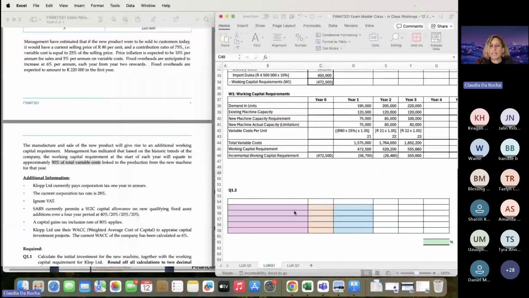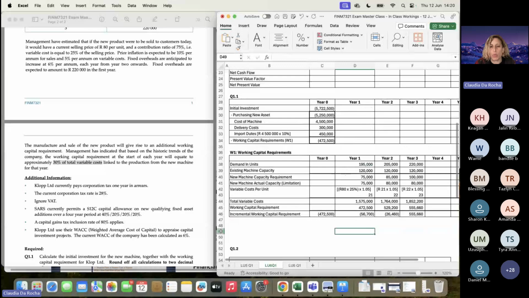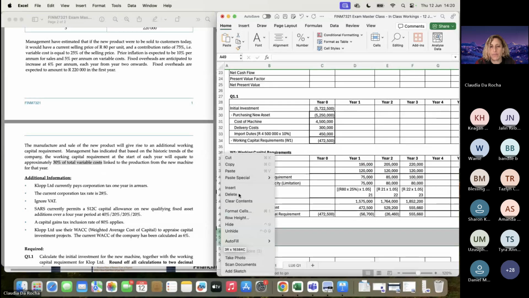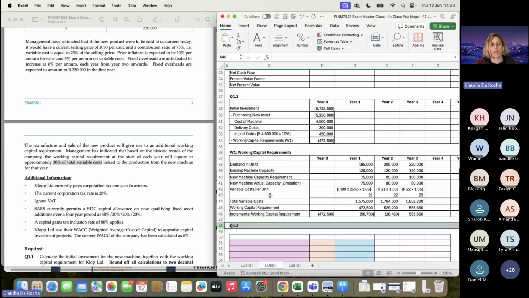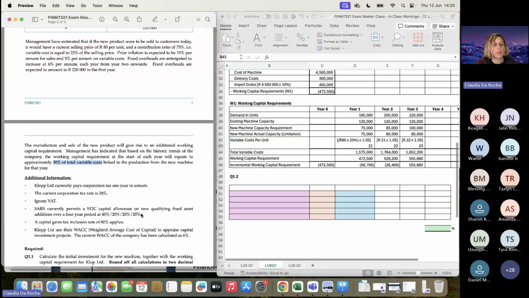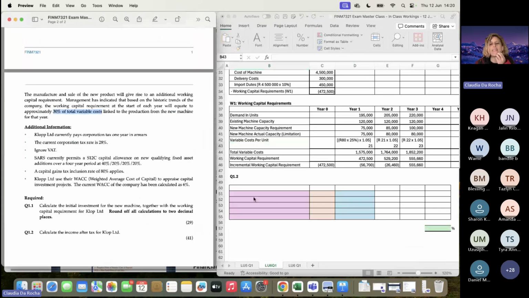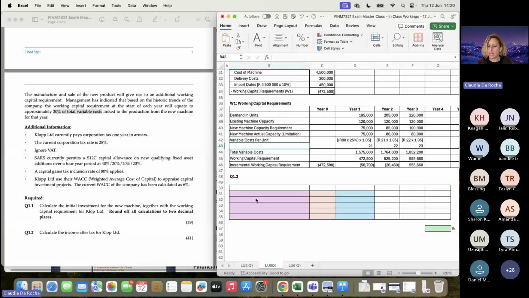Okay, it now means that we have answered part 1. Part 1 is done, or question 1.1. All right, so let's go to question 1.2. Question 1.2 is about calculating the income tax. So when we're calculating the income tax, it means that we have to calculate the total income before tax to then calculate what is required.